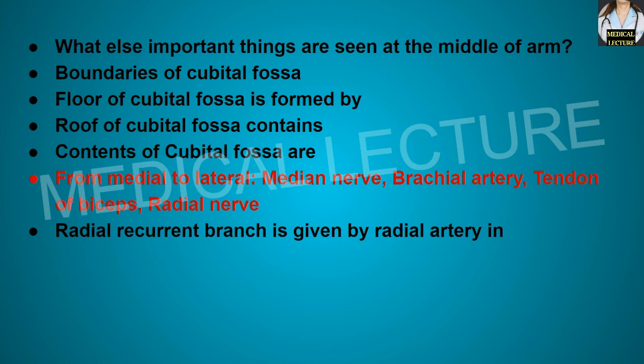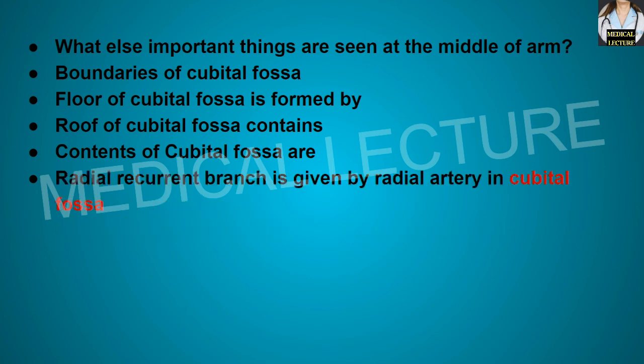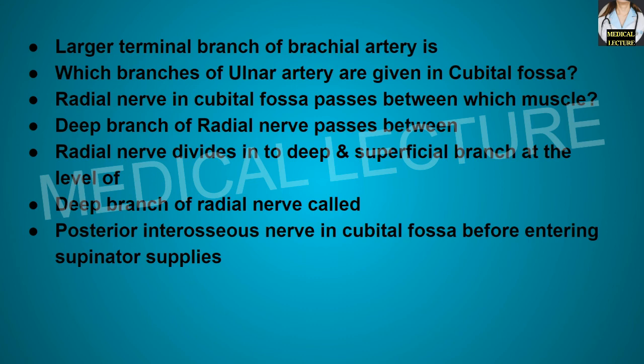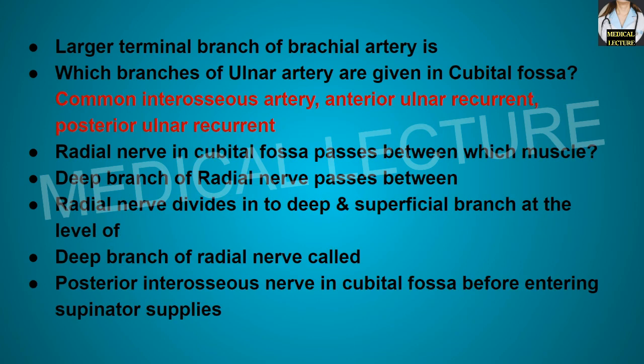The radial recurrent branch is given by the radial artery in the cubital fossa. The larger terminal branch of the brachial artery is the ulnar artery. Which branches of the ulnar artery are given in the cubital fossa? So they are the common interosseous artery, anterior ulnar recurrent artery, and the posterior ulnar recurrent artery.